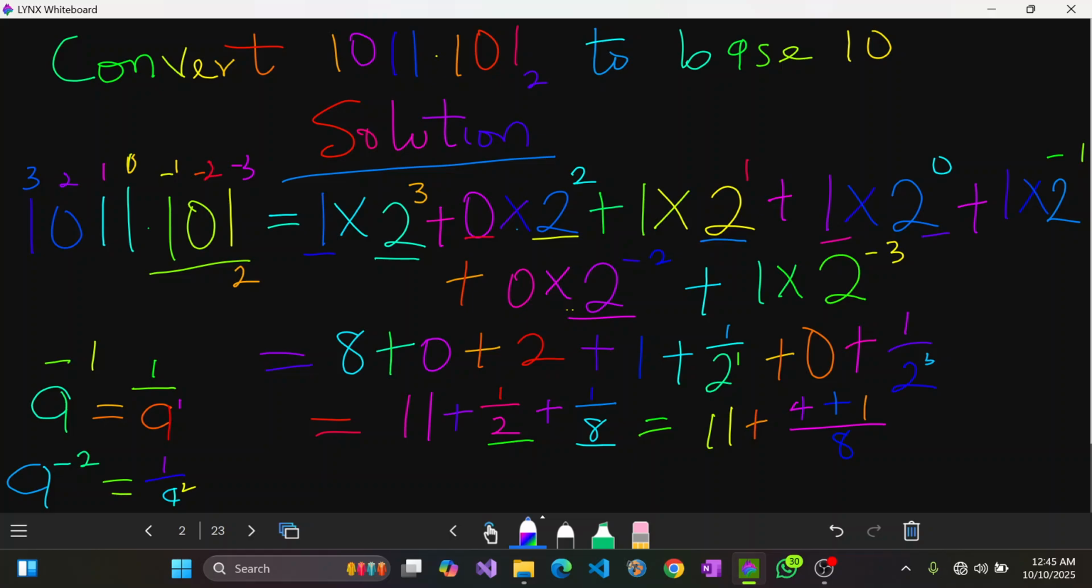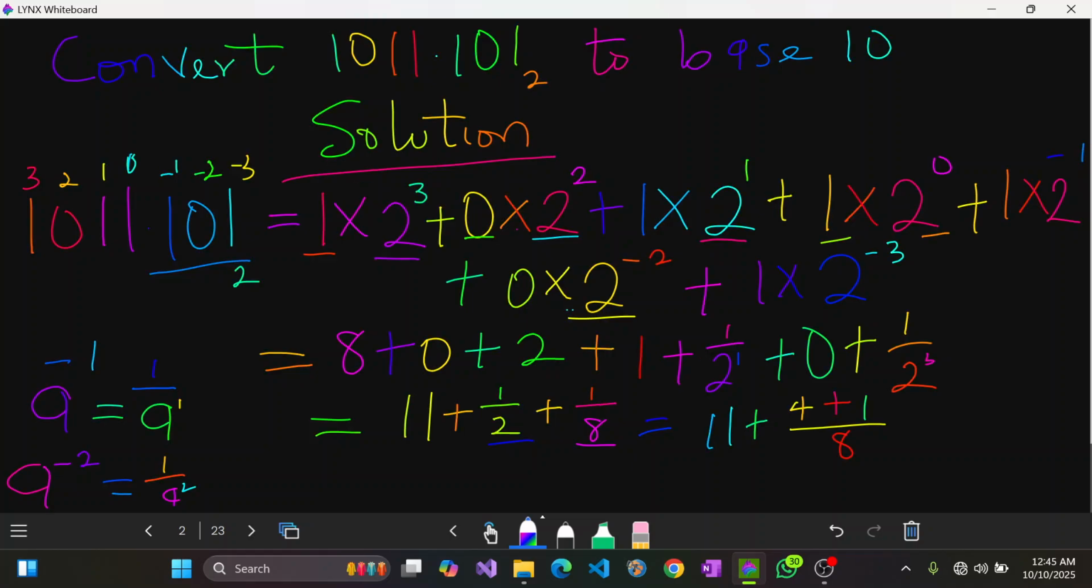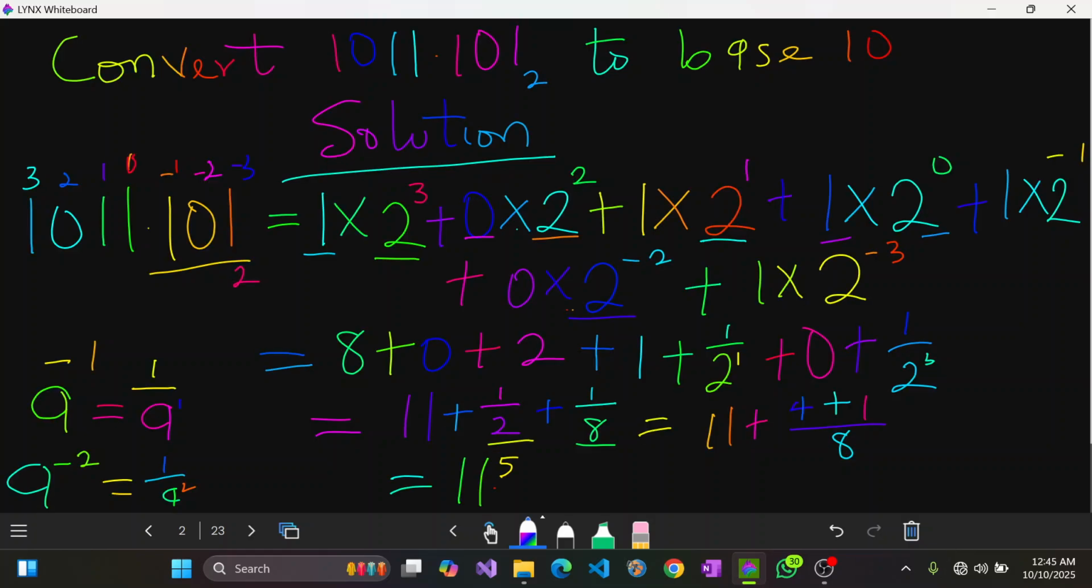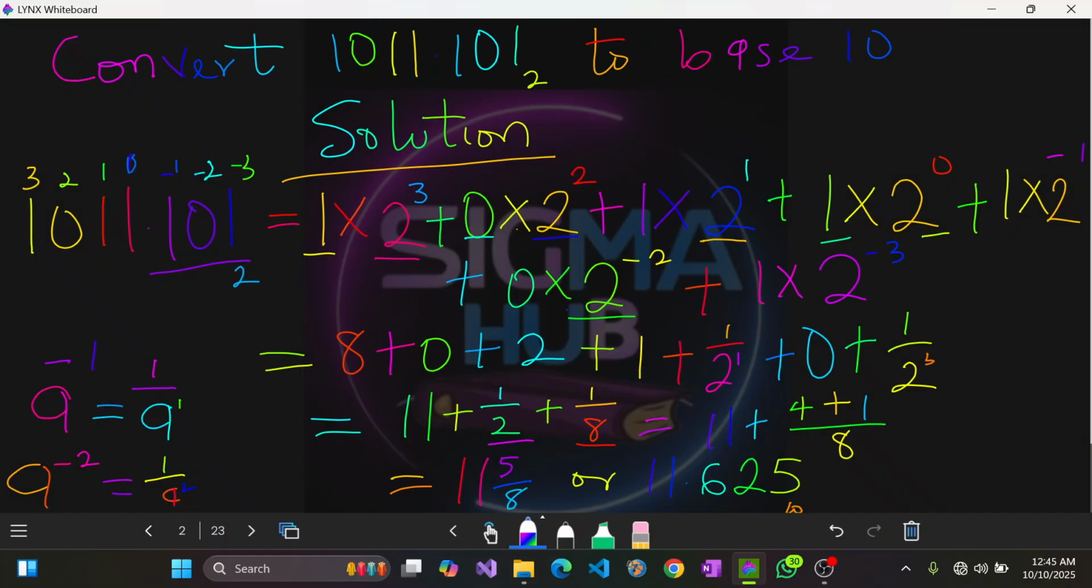So we have 11 whole number 5/8 in base 10. Please don't forget the base. Or you can write it in decimal, which is 11.625 in base 10. And that's how you go about it. You can see it's very simple and straightforward.